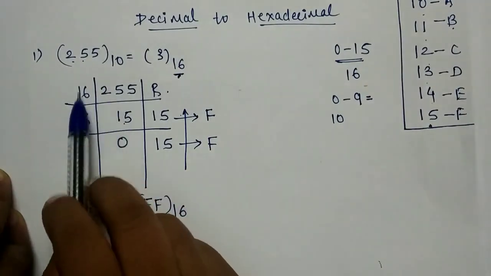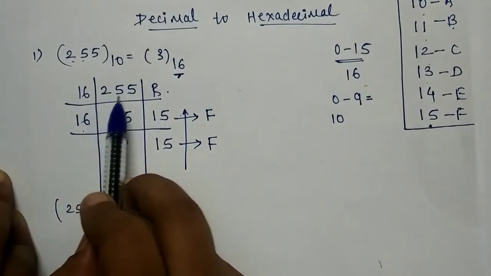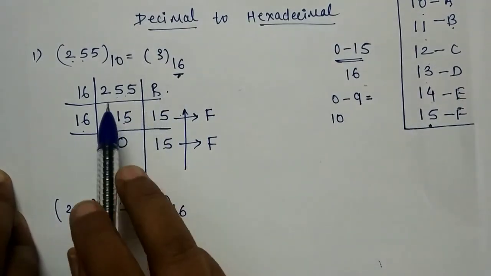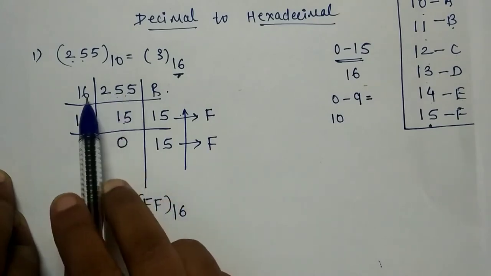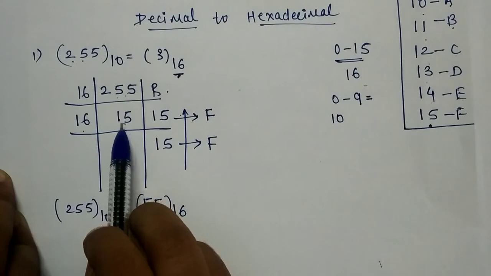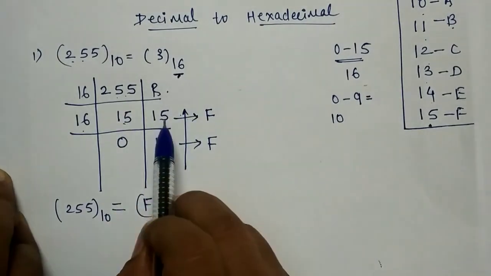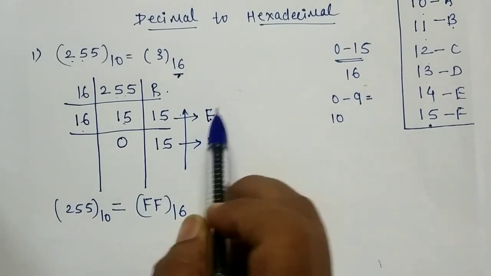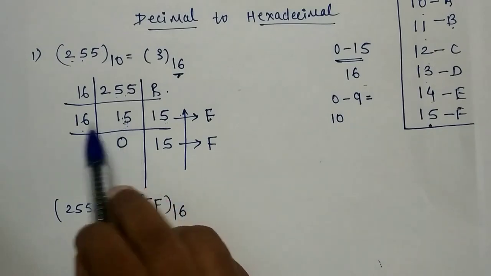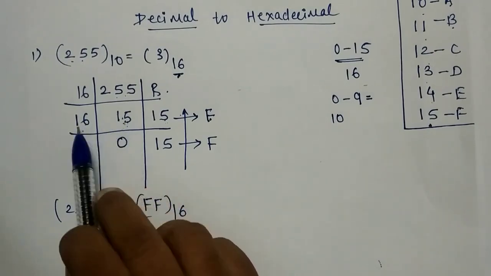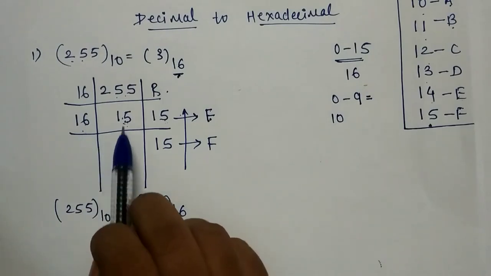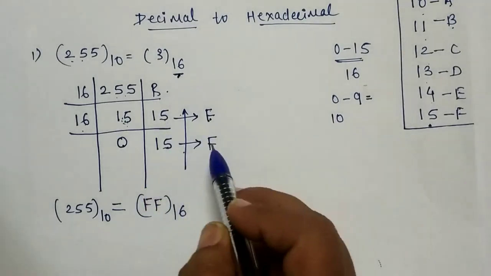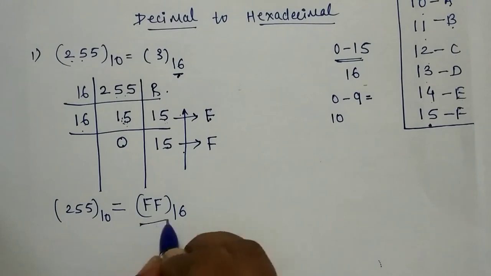See here, the divisor is 16. The dividend is 255. And we are going to write down the quotient here and the remainder here. If we divide 255 by 16, the quotient will be 15 and the remainder is 15. So 15 we can indicate as F in the hexadecimal number system, so we have written F here. This time 15 is less than 16, so it is not divisible by 16. So write down 0 here. This 15 we have transferred here. So now write down these remainders in reverse direction. So write down FF here. Okay. So the answer is FF.